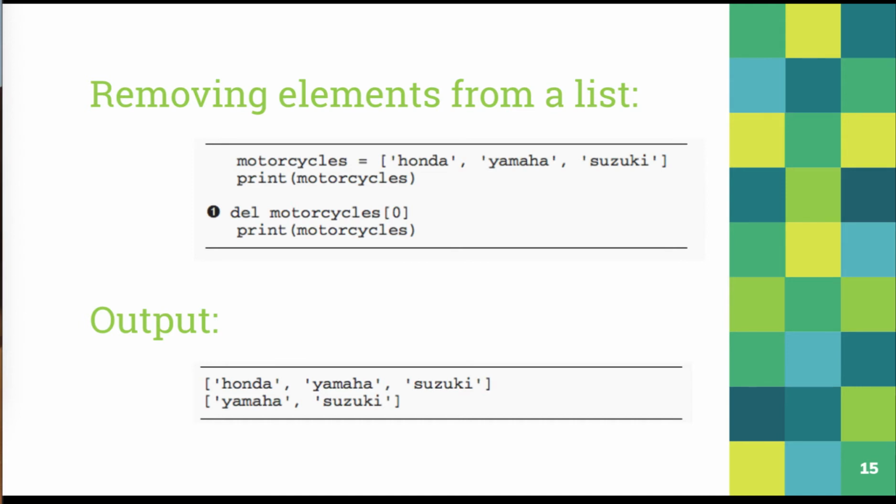So you're going to print your list again, and you see that item 0, Honda in this case, is gone. Yamaha would now have an index 0 and Suzuki an index 1.